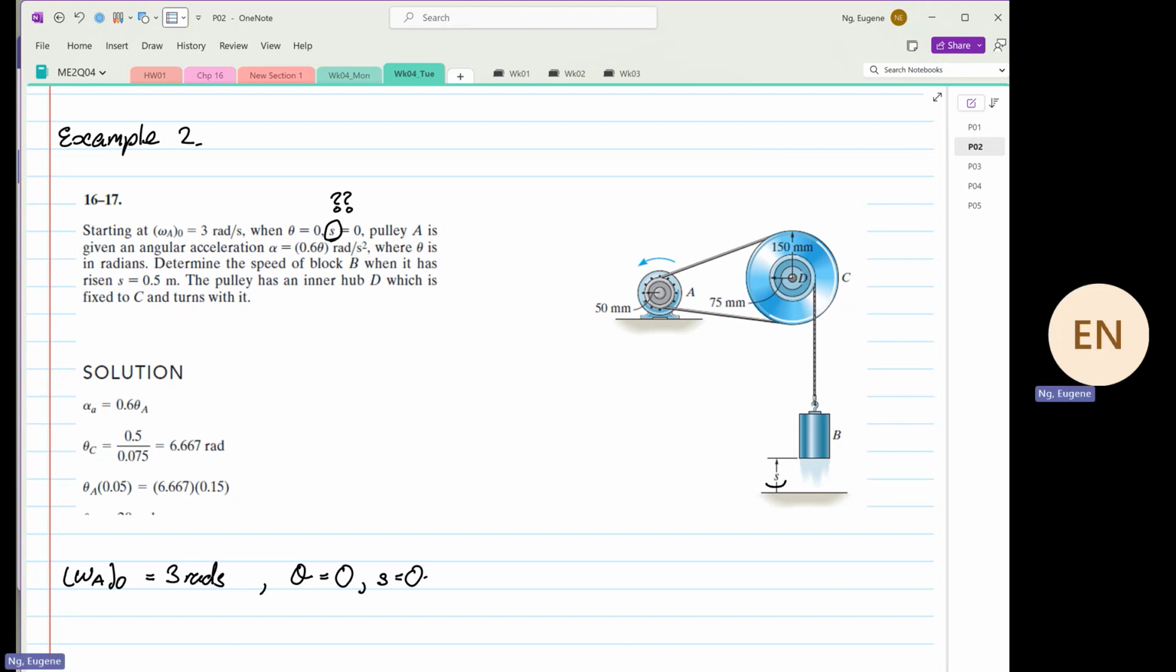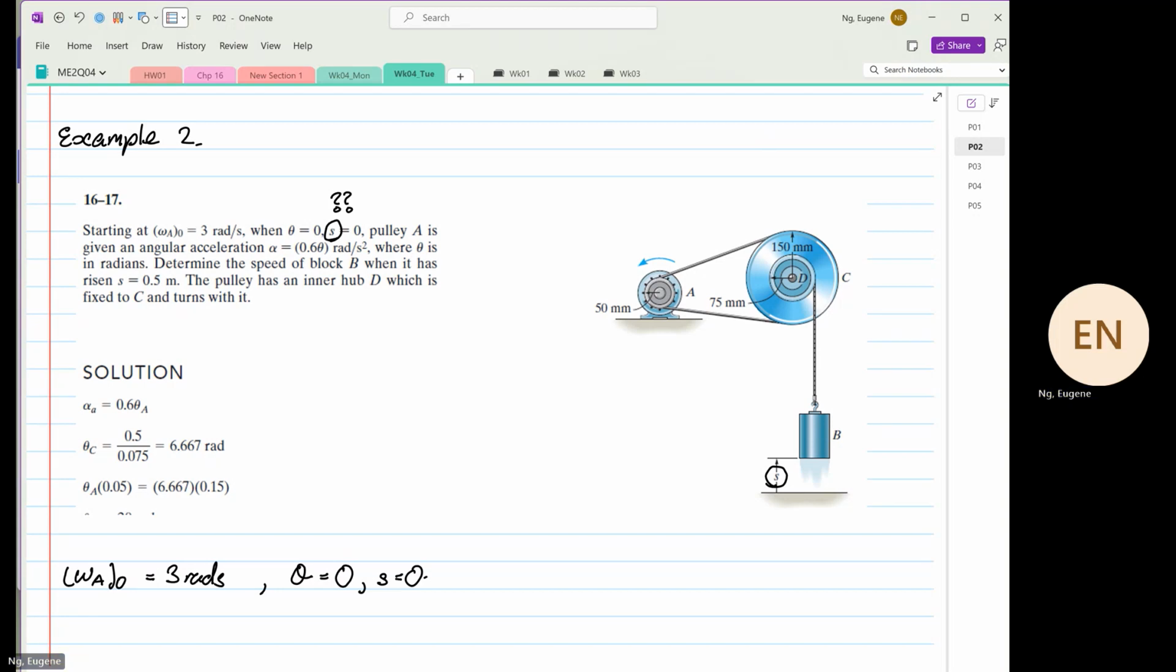Look at the diagram. What do you see? S. Okay, that is S. So initially, when time is equal to 0, S is equal to 0, i.e. P is in contact with the what? With the floor. Be clear?